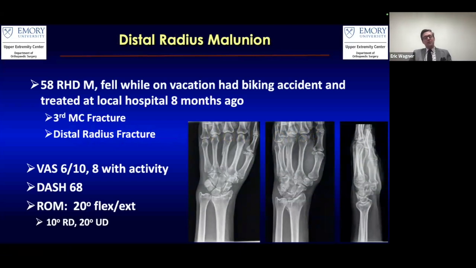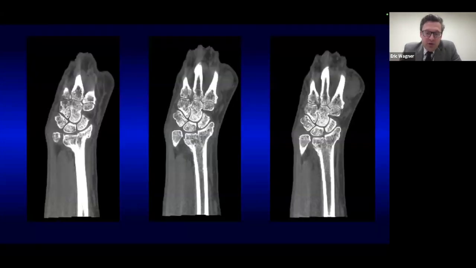This is an example of a pretty challenging malunion. This is a 58-year-old who had a biking accident and was treated at a local hospital. And I'll show you in a little bit. You can see this step-off of the lunate facet. Initially you're like, oh, not a big deal, probably not an issue, but the patient continued to have pain.